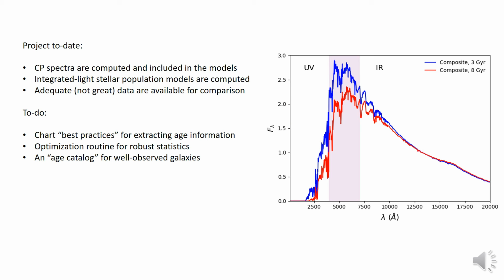So the project to date is we have included those CP star spectra into the models for our galaxies, and we have computed the models to compare with real galaxies. We have adequate data to compare with. And then what remains to do is to chart out how best to extract the information we want on ages, and to optimize a routine to get a statistical handle on it, and then finally to produce some results for nearby galaxies that are well observed.